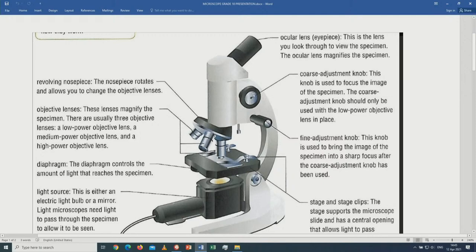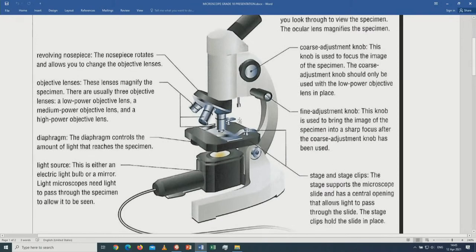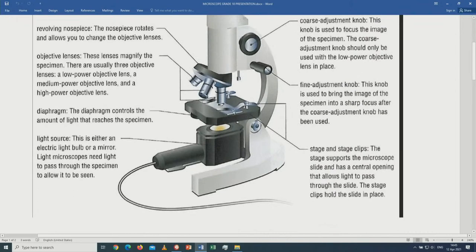Another part we have is the coarse adjustment knobs. Their function is to enable you to focus on an object. But for a clear focus, you make use of the fine adjustment knobs. Here we have a stage. It is on the stage where we put our specimen. The specimen is put on a slide, and to hold the slide, we use the clips.